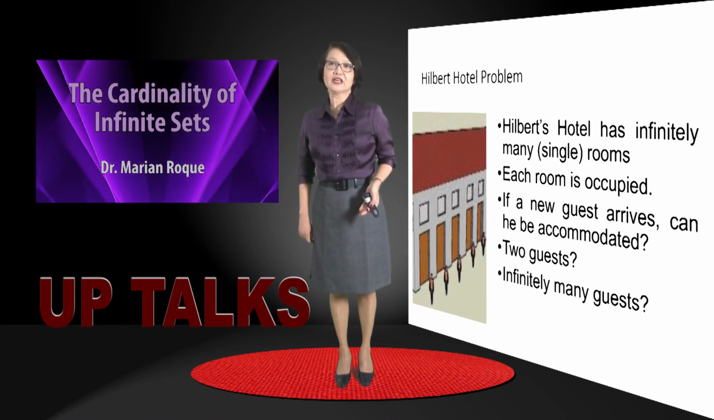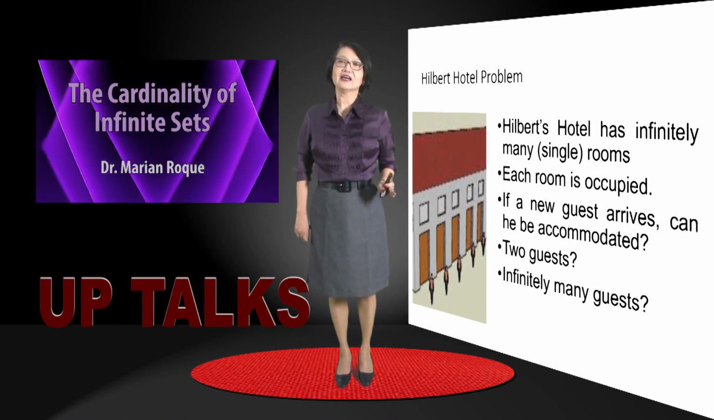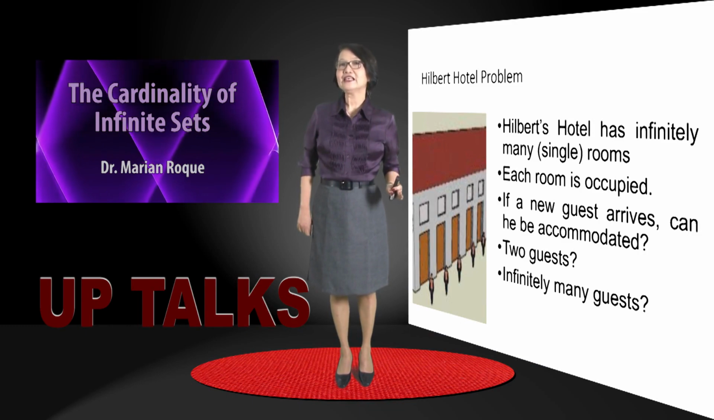So this is the Hilbert Hotel problem. Imagine a hotel with infinitely many rooms, which can only accommodate one person per room. And for a certain night, each room is occupied.